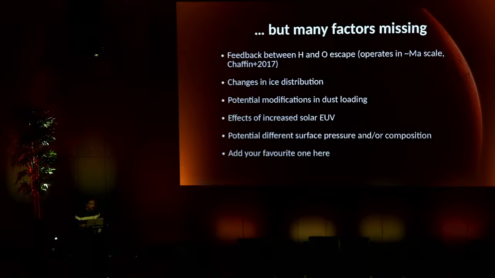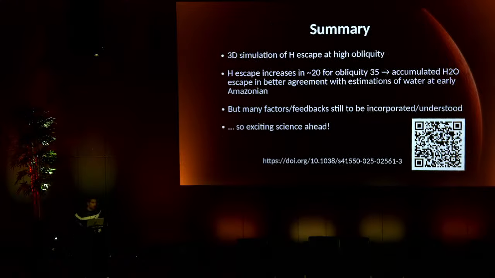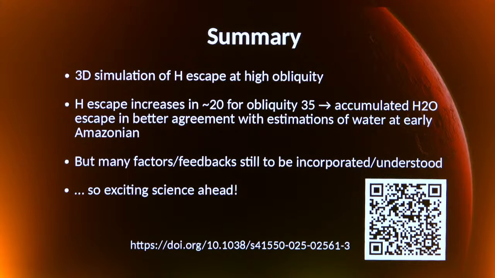So, just to finish, we have our 3D simulation of hydrogen escape. It shows that there is an increase in the hydrogen escape at high obliquity, at obliquity of 35, that produces an accumulated water escape in better agreement with the estimations of how much water there was at the early Amazonian. But this is a very first, I would say, crude approximation to a very complex problem. So there is a lot of work still to be done. So just keep tuned. I have put the link to the paper there, in case you want to get it. So thank you.